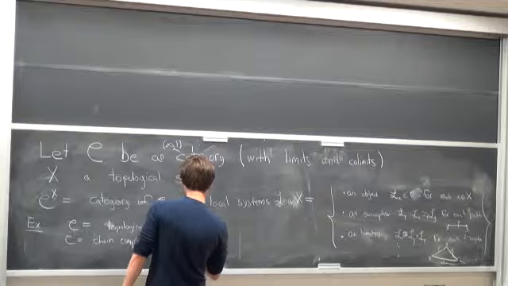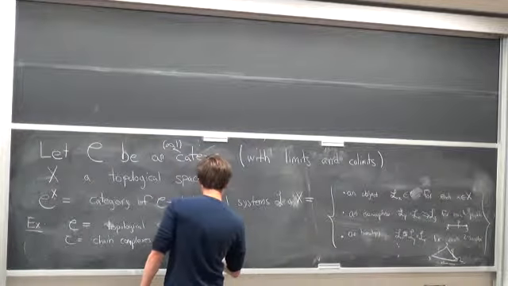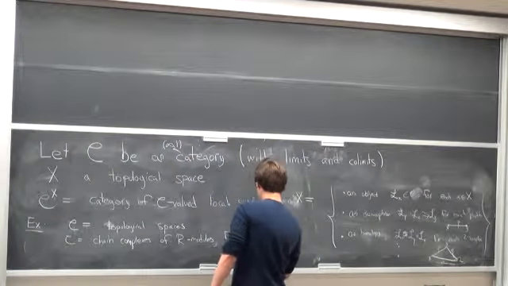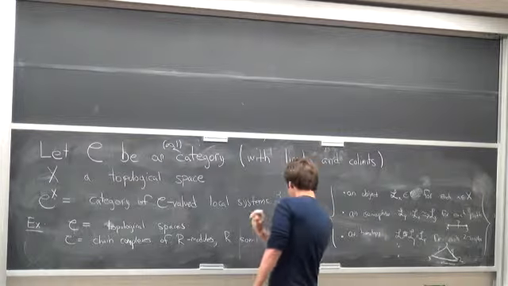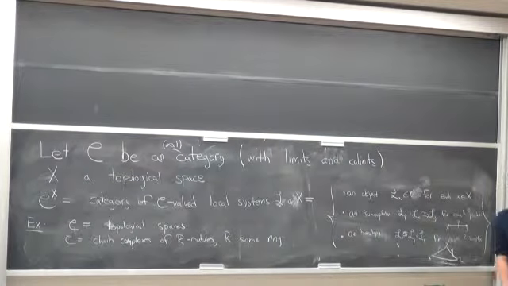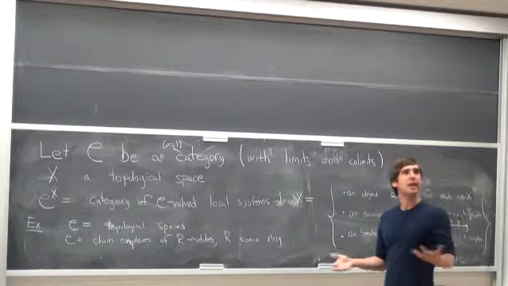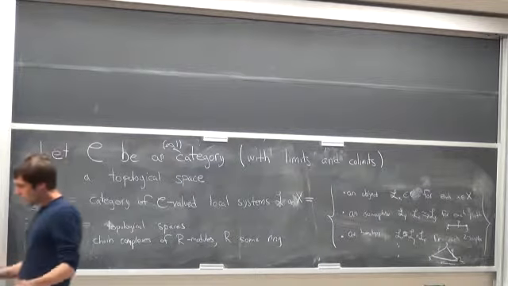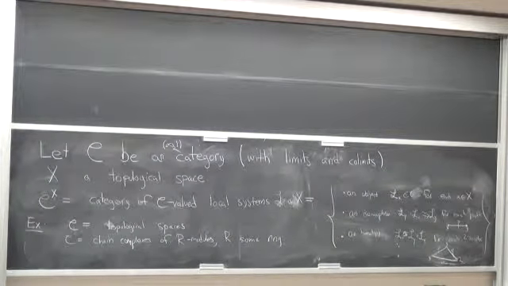Let's say of R modules, where R is some ring. So the category of R modules, in the setting of chain complexes, there's again an infinity category that you can talk about, where your objects are chain complexes, your morphisms are chain maps, and your 2 morphisms are homotopies between chain maps.